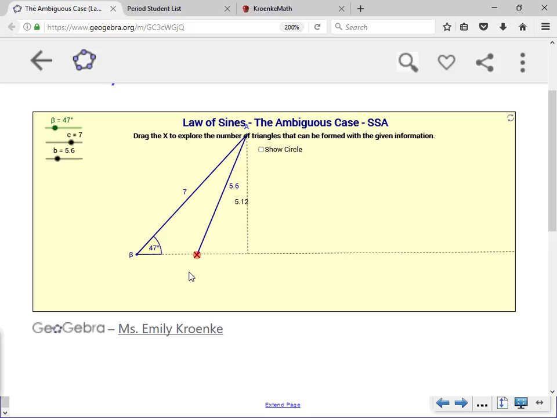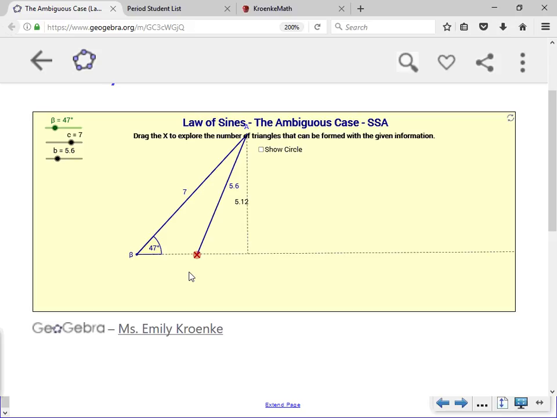And it will only happen when your given information is side, side, angle. So now you need to be on the lookout for what your given information represents. Do you have a side-side angle? You need to check for ambiguous case.